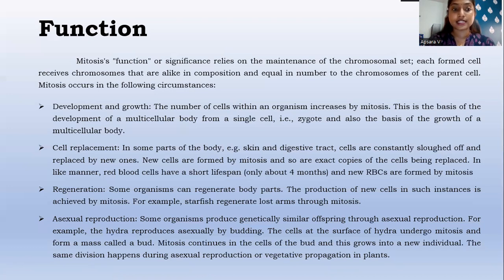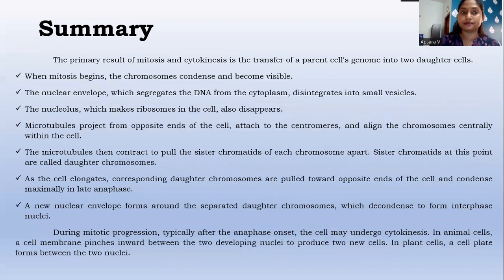Also, mitosis serves as a means of asexual reproduction. Some organisms produce genetically similar offspring through asexual reproduction. For example, the hydra reproduces asexually with the help of budding. The cells at the surface of the hydra undergo mitosis and form a mass called a bud. Mitosis continues in the cells of the bud, and this grows into a new individual. The same division happens during vegetative propagation in plants.